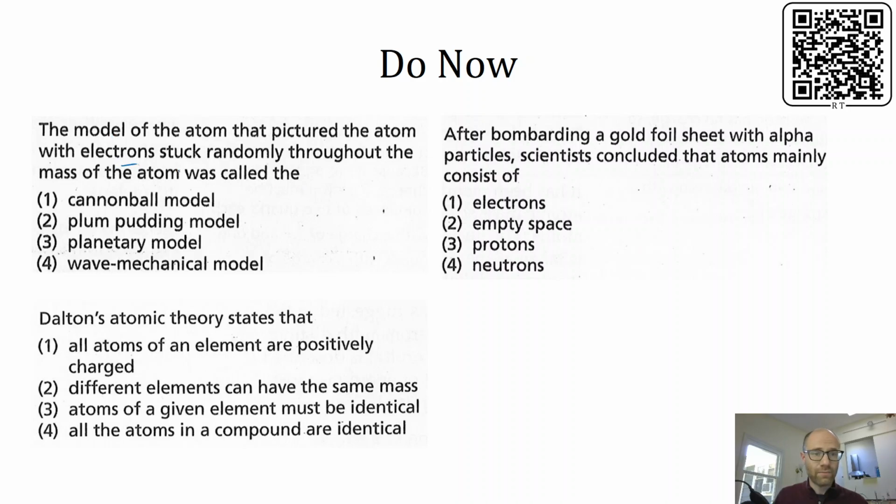Electrons stuck randomly in the center of the mass, that's plum pudding from Thomson. Gold foil, that would be Rutherford's experiment, alpha particles, atoms are mostly empty space. And Dalton said that atoms of a given element have to be identical. And today we're actually going to blast some of these apart.